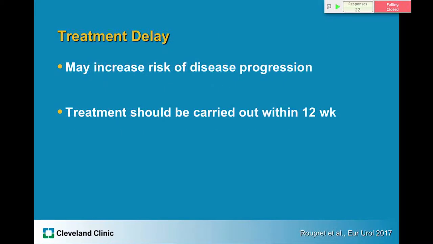What about treatment delay? Is there any evidence for upper tract urothelial carcinoma that a delay in treatment may lead to worse outcome? The data are not strong. That being said, there is weak evidence that you probably want to treat these patients within 12 weeks of diagnosis, which is similar to what we consider a reasonable time frame for bladder cancer treatment.